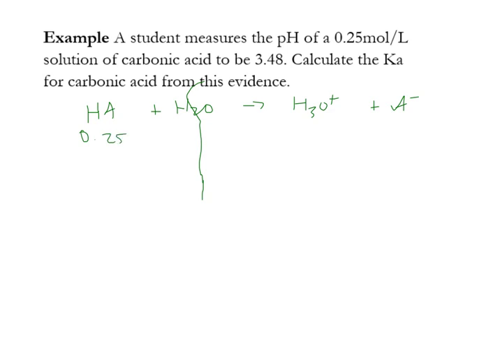Well, it gave me the pH. The pH was 3.48. So if I do a quick little calculation, 10 to the power minus 3.48 gives me 3.31 times 10 to the minus 4.